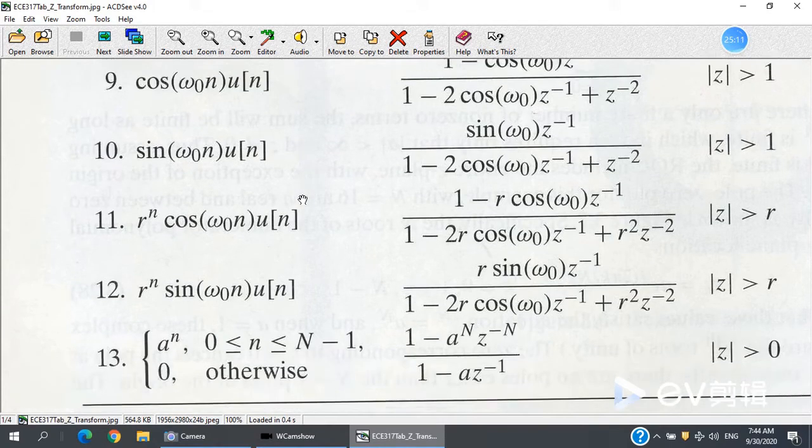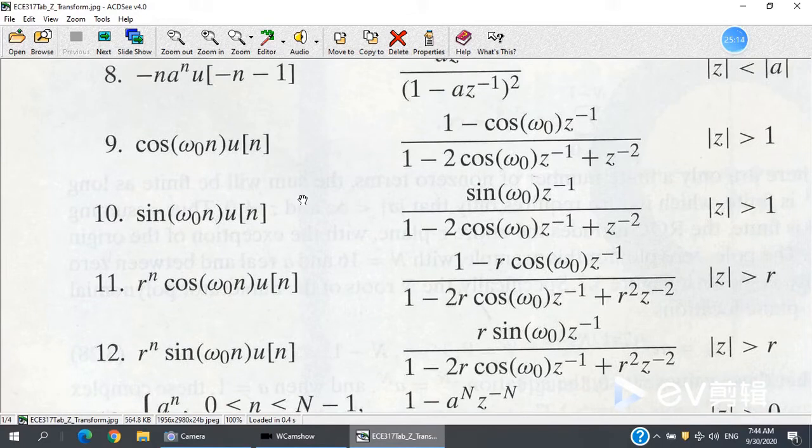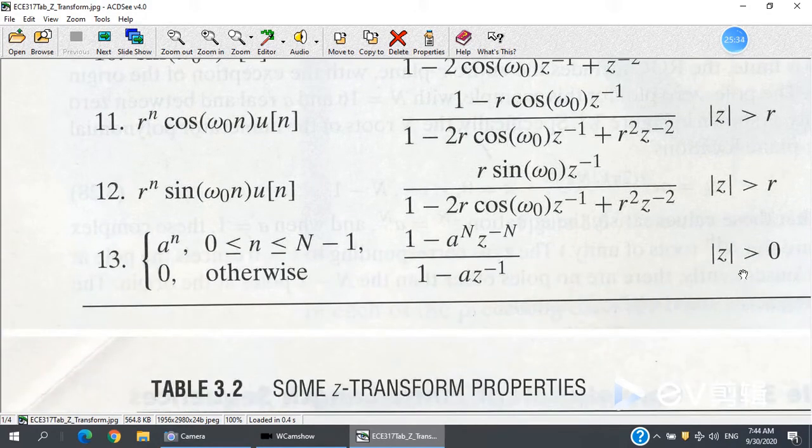And then we have 11 and 12. This is a cosine or sine, but before that you multiply a power of r on it. Then what will happen after the z transform? It will be this one. It will be this one. All right. And of course you also need the ROC.